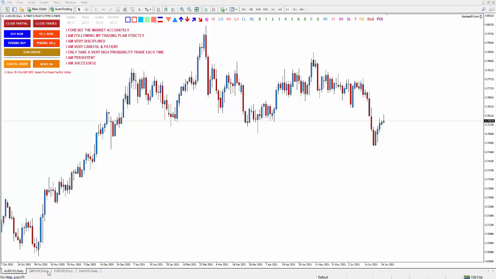These are the pairs that I'm planning to monitor for the next week. It may not be the same as yours, but at least I can show you what I'm going to do and how I will mark my order block for the next week trading plan.